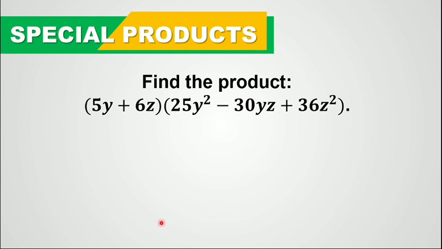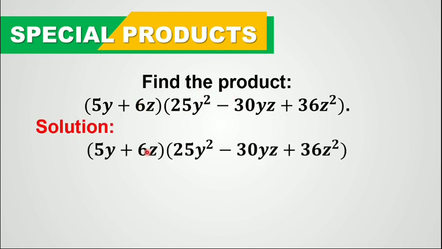Find the product: 5y plus 6z times 25y squared minus 30yz plus 36z squared. So this kind of example is still following the pattern from earlier. In answering this, you just have to cube the first term. So 5y, quantity 5y cubed, cubed, not squared, cubed. So 5y cubed, and then plus, because it's plus, the cube of the second term.